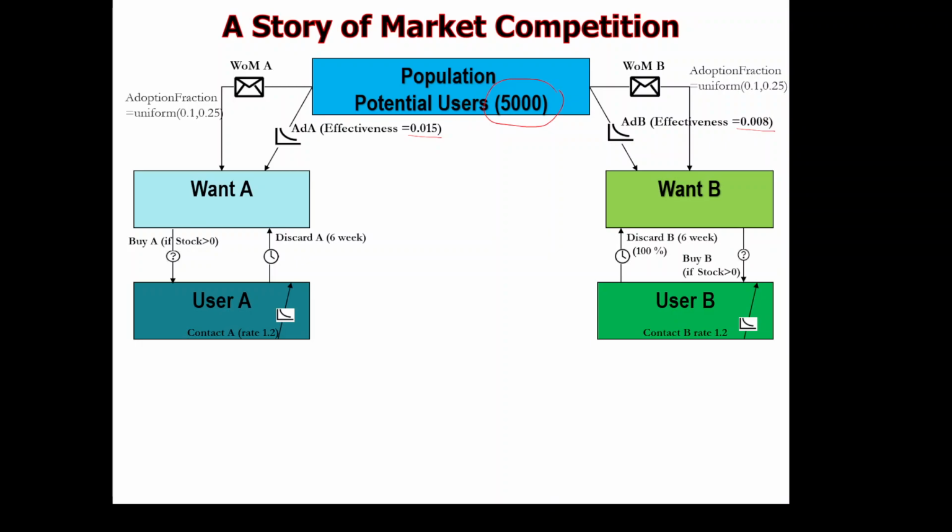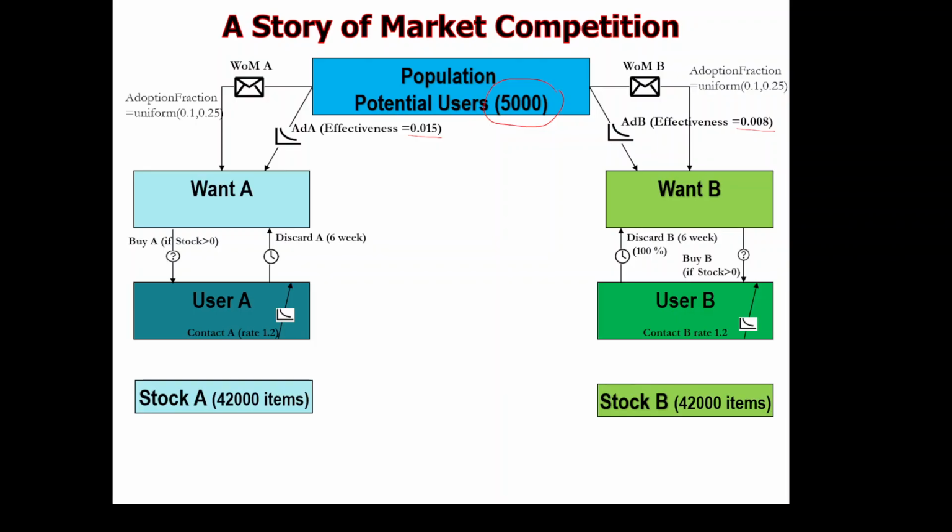And the product has a life of 6 weeks, and after 6 weeks the product will be discarded, both A and B. And there is a market stock available of A and B of 42,000 items each, and this stock is limited. And I discussed earlier that in scenario 1 we are not going to replenish the stock, so this is a fixed stock.